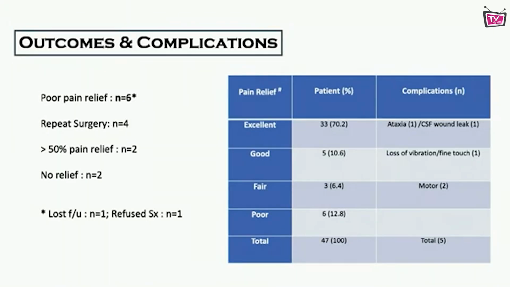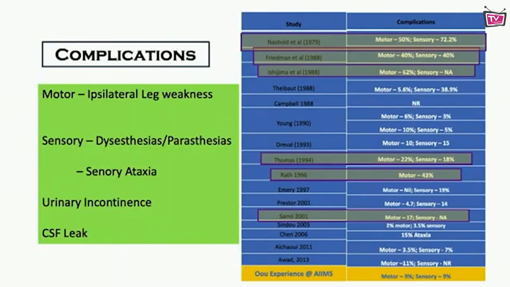And 4 of them had recurrence of pain in the long run, and then 2 of them were reoperated, although reoperations are very difficult. But still, we could have 50% good outcome in the operated patient. 2 patients did not have significant relief. They still continue to have the pain.